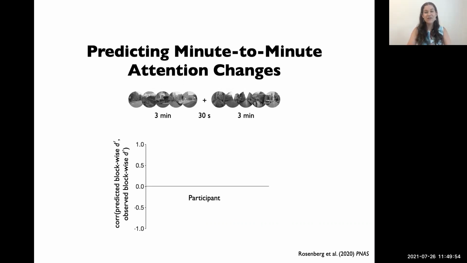In this graph, every bar is an individual participant, and the height of the bar corresponds to that within-subject correlation. A correlation of 1 would mean that the model was sensitive to which were the person's best task blocks and which were their worst. And a correlation of 0 would suggest that, well, we know the model is capturing the overall task performance, but it's not really sensitive to these fluctuations in task performance from one 3-minute task block to the next.